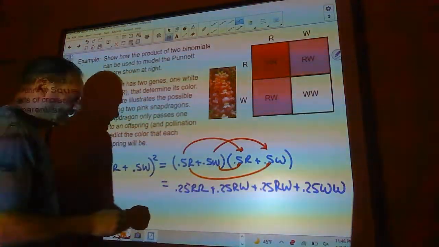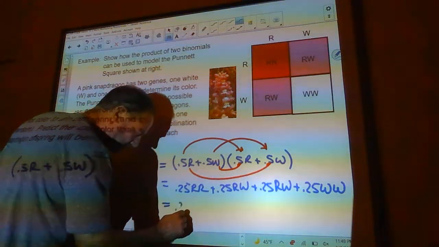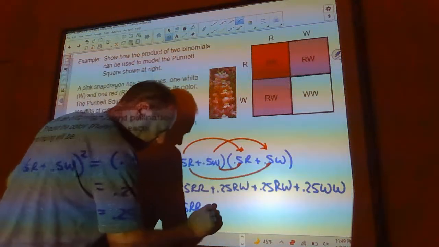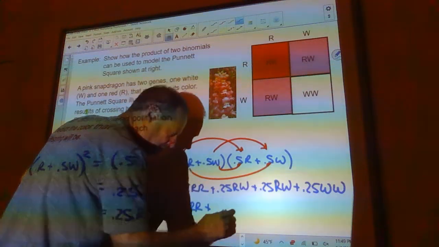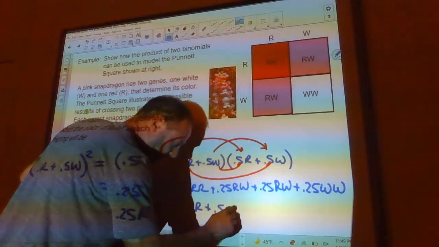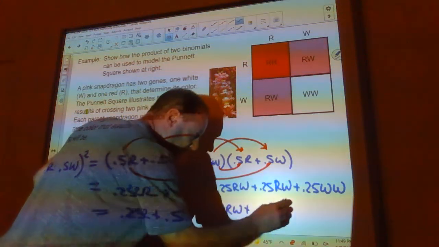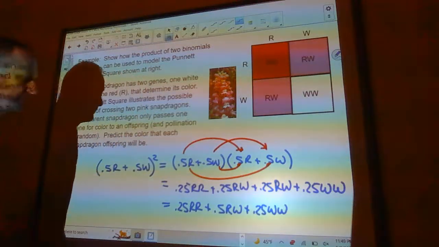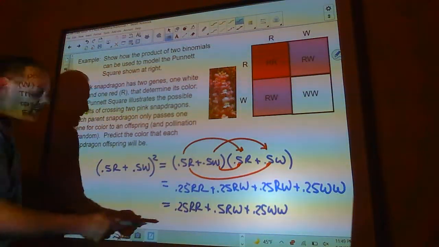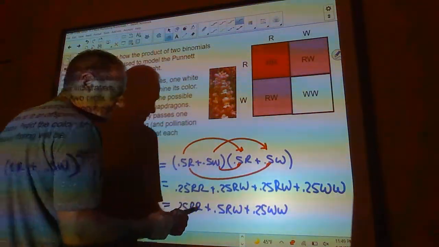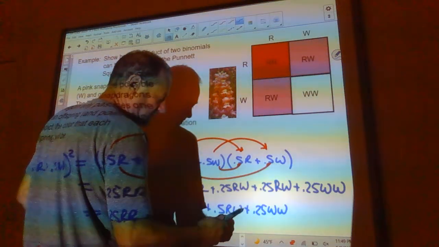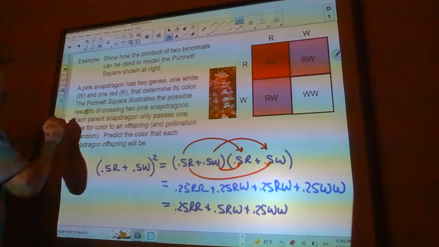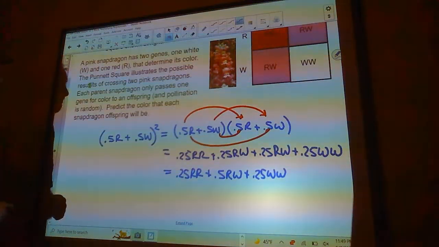Now I can combine my like terms here. Okay, there's my 0.25 RR. Now 0.25 plus 0.25, that's 0.5 RW plus 0.25 WW. Okay, so this shows me 25% are going to be red, 50% are going to be pink, 25% are going to be white. And I'm done.